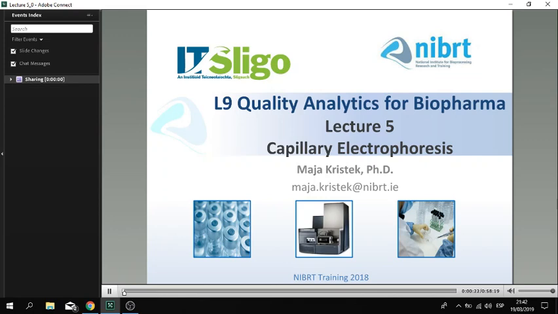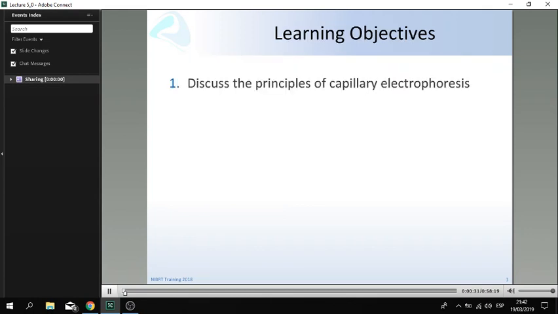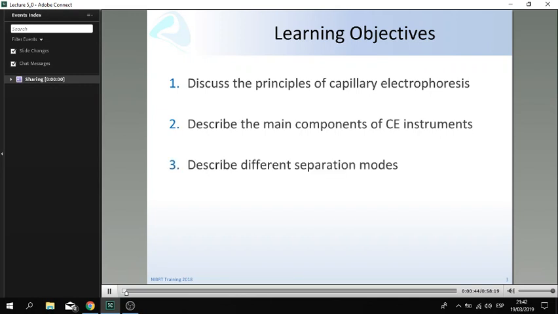Okay, so we are on lecture 5 today, and we're going to be talking about capillary electrophoresis. So we can just go straight in. Our learning objectives for today are to discuss the principles of capillary electrophoresis, to describe the main components of a typical capillary electrophoresis instrument, then to talk about different separation modes that we can utilize to analyze our product, and then discuss the application of CE in biopharma in particular.